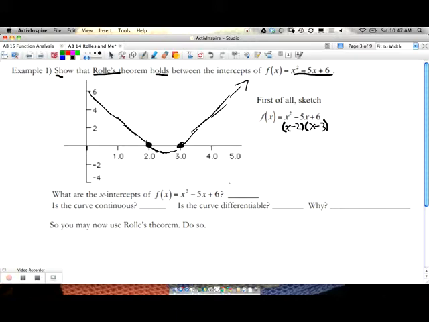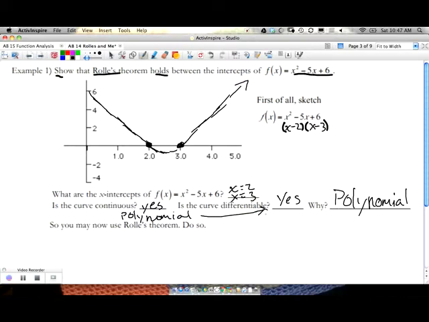What are the x-intercepts? Oh, we kind of figured that out. That was natural for us to do there. They're x equals 2 and x equals 3. Is the curve continuous? Yes. Why? It's a polynomial. Polynomials are friendly. They're smooth, they're connected, and that's the same reason for over here. Yes, it's differentiable. It's a polynomial. That is the reason why.